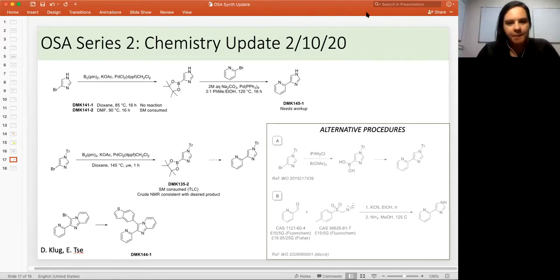Okay, great. And that went okay. Yes. So I had to purify it a couple times, and I'm just waiting on the NMR, but I think it's fine. Okay, awesome.